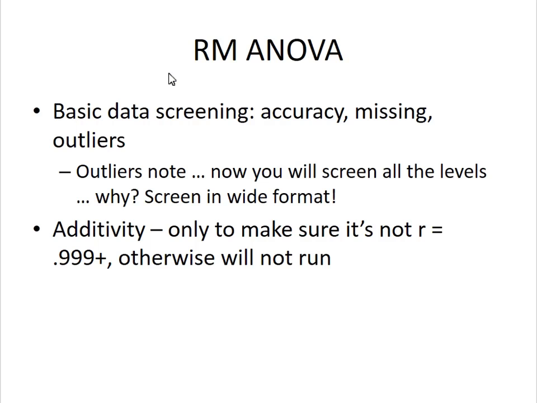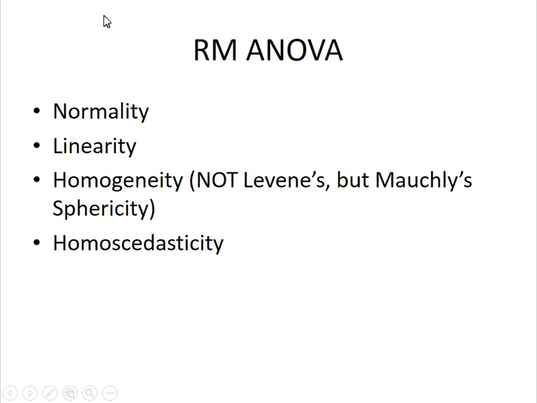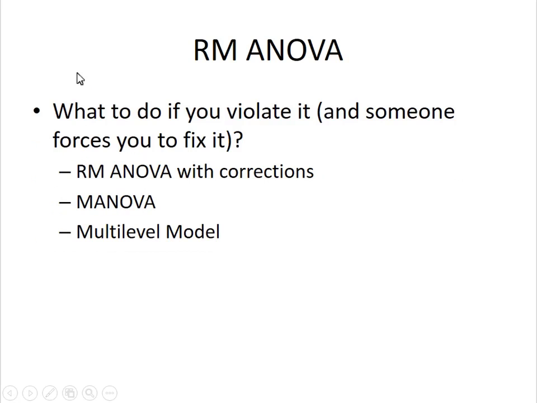If you're going to reverse code items, this is one place that you might be able to see that you typed something wrong. Still got to look for normality. Still needs to be linear. Homogeneity, but not Levene's, Mauchly's, and homoscedasticity. Often problems with Mauchly's will give you homoscedasticity problems too, because the spread of x down y might decrease or increase over time.